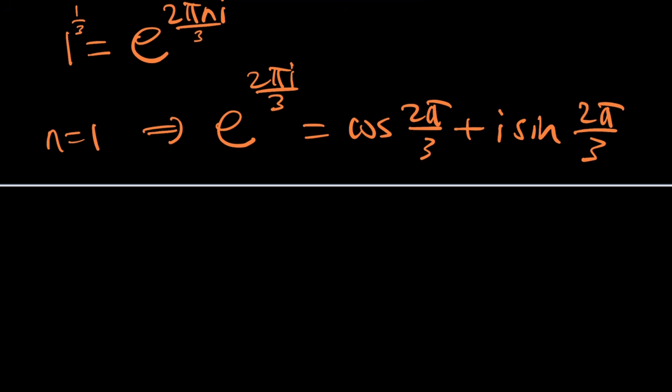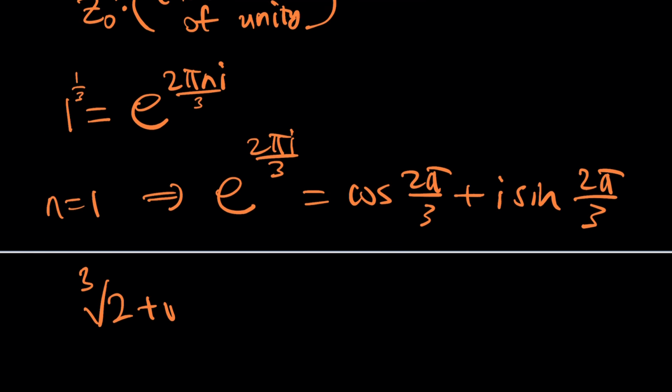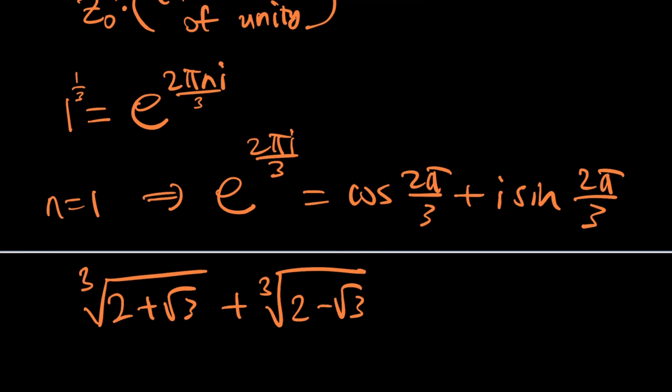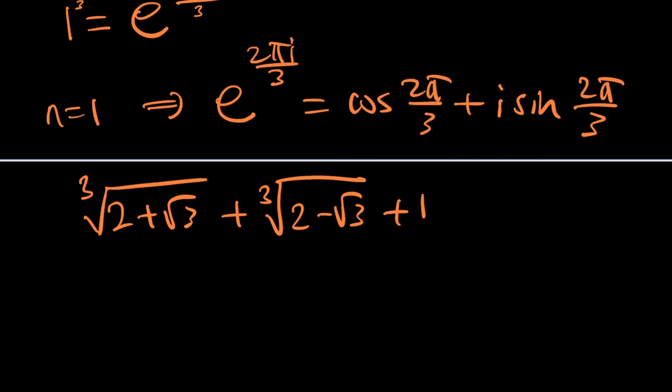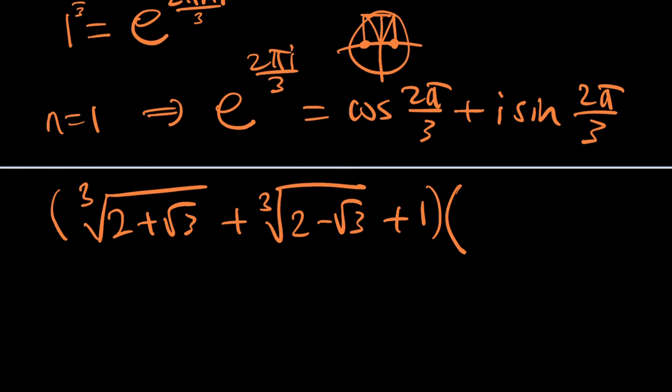Now, if you take this solution, the cube root of 2 plus root 3 plus the cube root of 2 minus root 3 plus 1, remember this was the first z solution we found, and multiply by cosine of 2 pi over 3 plus i sine of 2 pi over 3. What is cosine of 2 pi over 3? Let's find it on the unit circle. 2 pi over 3 is basically 120 degrees, so like 90 plus 30. Its cosine is going to be negative in the second quadrant, like cosine 60, which is 1/2. So we're going to get negative 1/2 plus root 3 over 2 i.